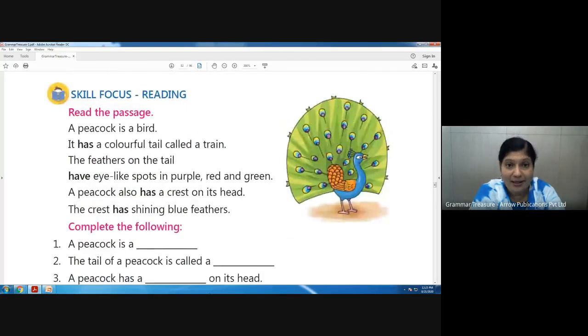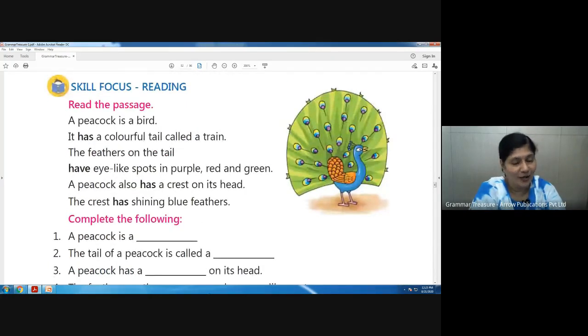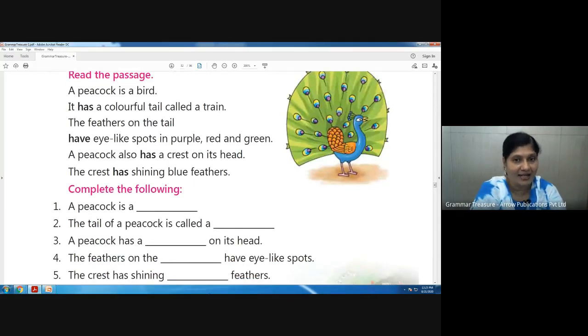A peacock is a bird, B-I-R-D. All you have to write is B-I-R-D, bird. The tail of the peacock is called a train. Train, T-R-A-I-N. Third one, the peacock has a dash on its head. What does it have on its head? It has a crest.